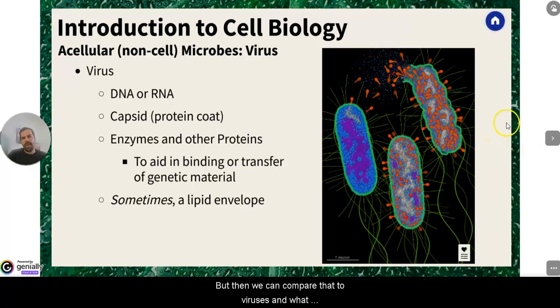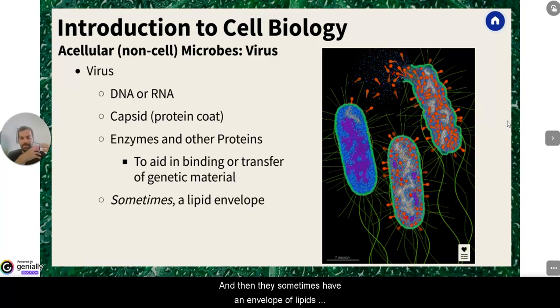But then we can compare that to viruses and what makes them different. A virus does have genetic information, so it has DNA or RNA that are involved in its reproduction. It often has a protein coat, a capsid, that surrounds that genetic material and whatever else is filling it. It has proteins and enzymes that are involved in doing the work for it to infect living things, because viruses are not considered living. And then they sometimes have an envelope of lipids around them.